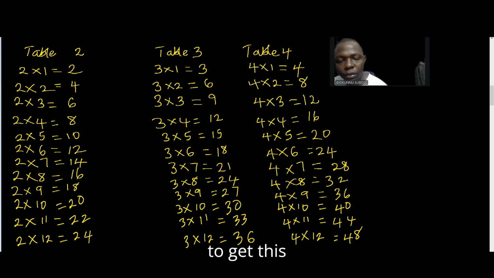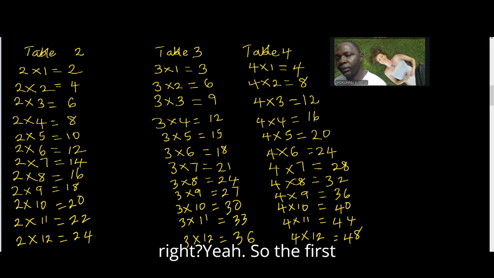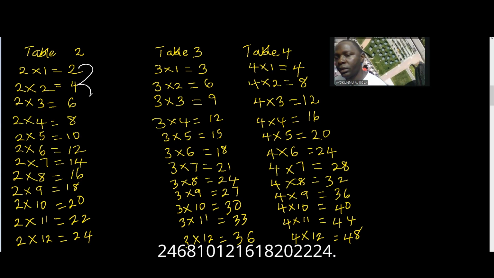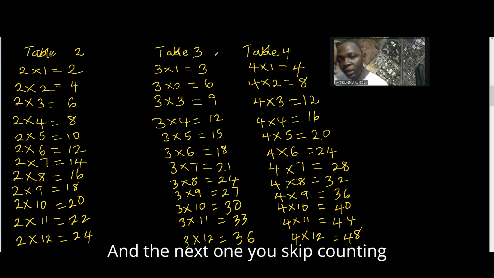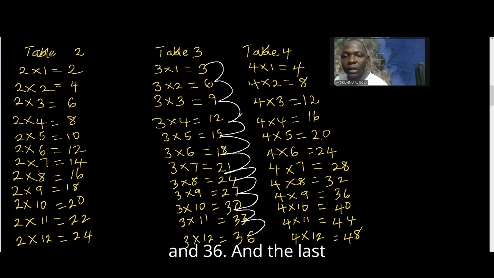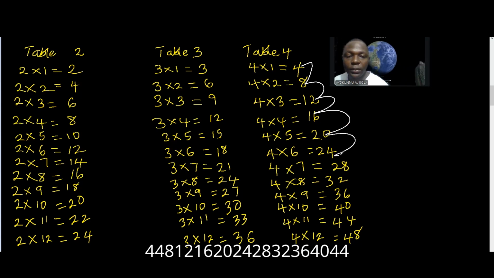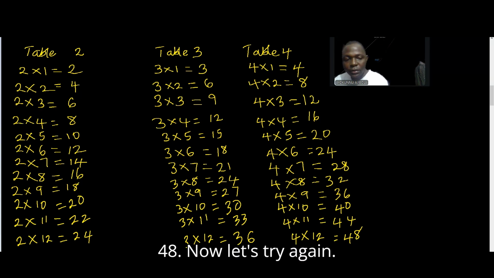So you will observe that we've been able to get this by addition, repeated addition, right? So the first part is you are skip counting in twos. 2, 4, 6, 8, 10, 12, 14, 16, 18, 20, 22, 24. And the next one you skip counting 3. 3, 6, 9, 12, 15, 18, 21, 24, 27, 30, 33, and 36. And the last one you skip counting 4. 4, 8, 12, 16, 20, 24, 28, 32, 36, 40, 44, and 48.